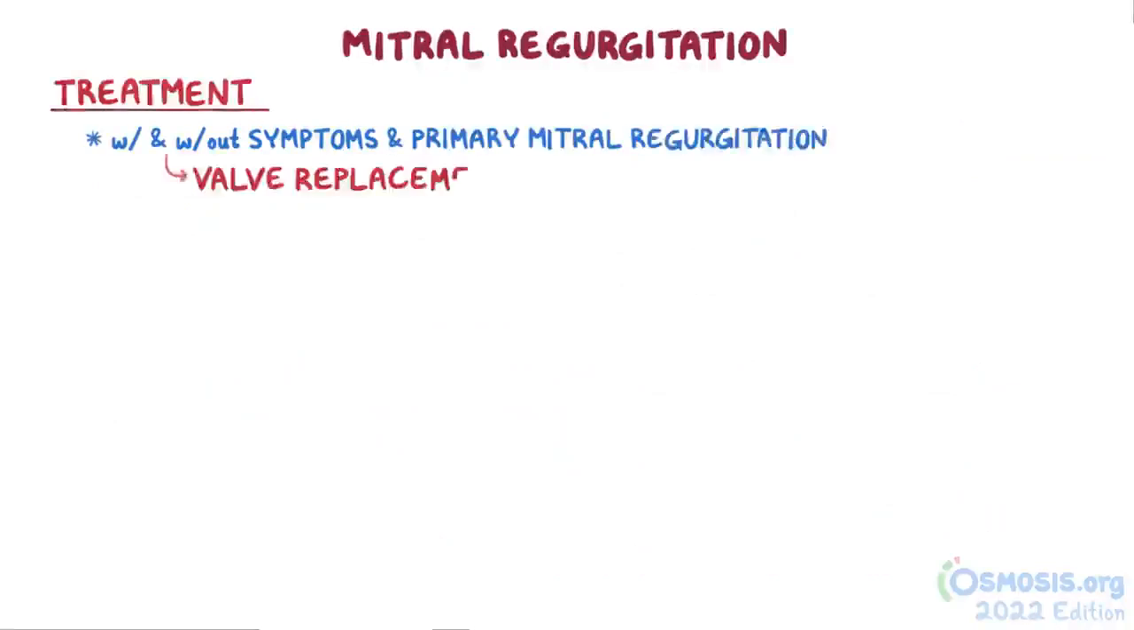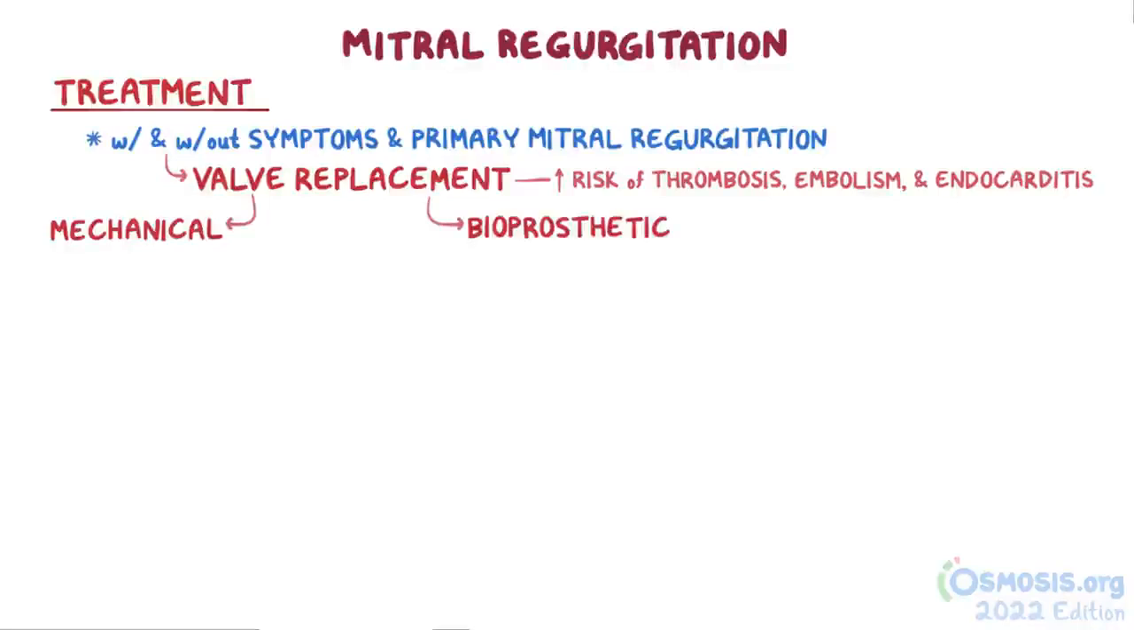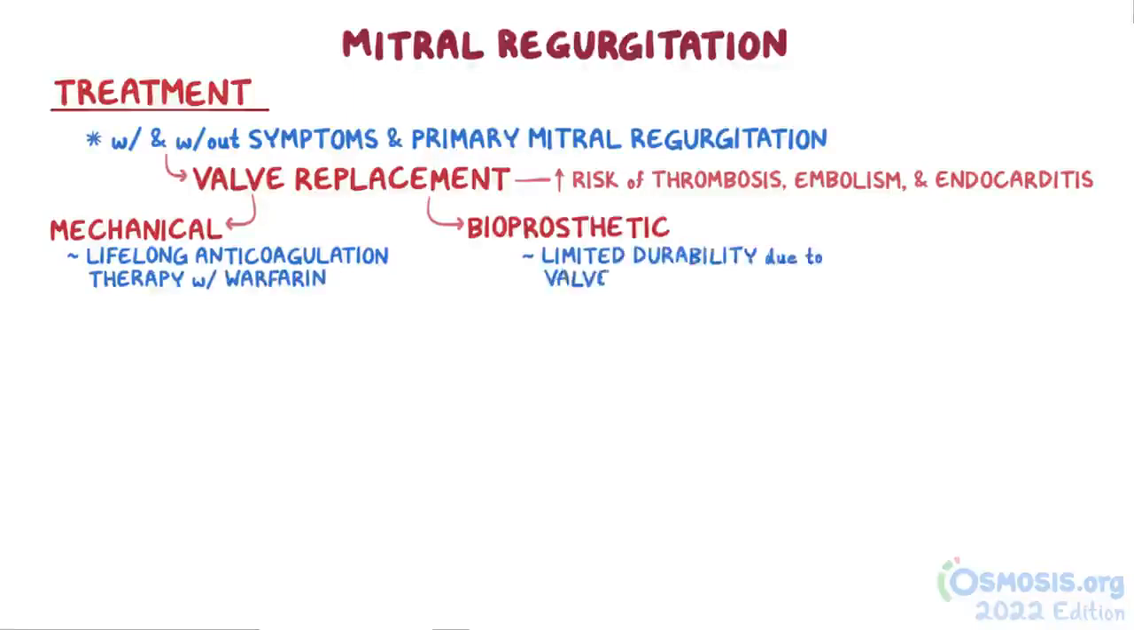For individuals with or without symptoms that have primary mitral regurgitation, the definitive treatment is valve replacement. But valve replacement comes with an increased risk of thrombosis, embolism, and endocarditis, so the decision has to be carefully weighed out. When mitral valve replacement is required, a choice is made between a mechanical or bioprosthetic valve. Mechanical valves have the disadvantage of requiring lifelong anticoagulation therapy with warfarin, while bioprosthetic valves have the disadvantage of limited durability due to valve degeneration, and that's particularly relevant in individuals under the age of 65.